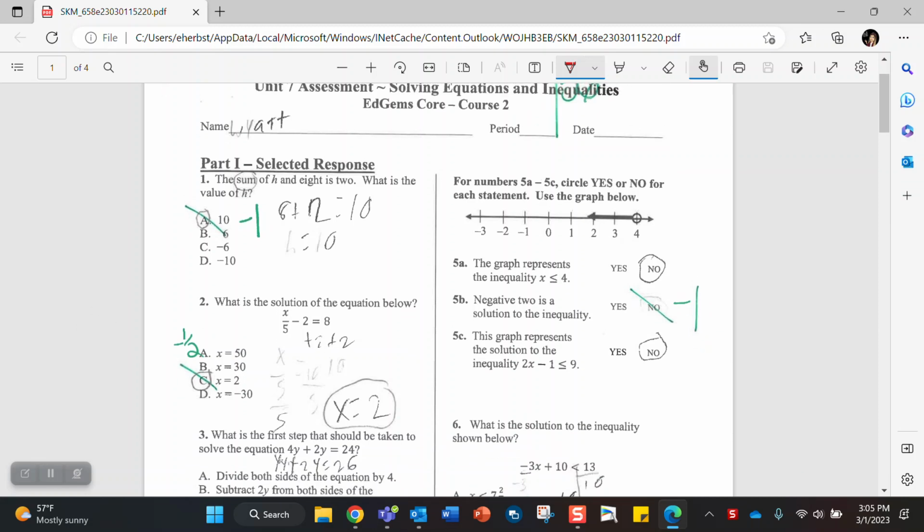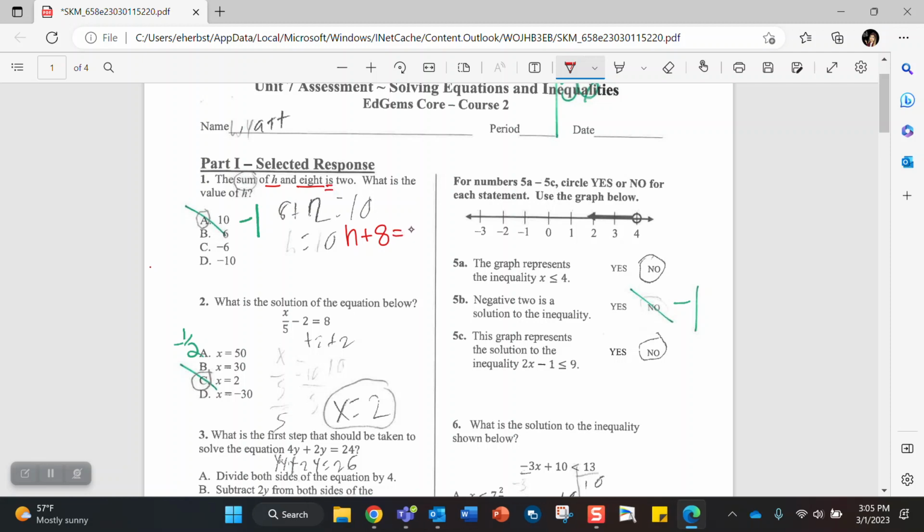Number 1, so it says the sum of h and 2 is 8. What's the value of h? And so I think Wyatt read this as 8 plus 2. What is 8 plus 2? But it's the sum of, so we're adding, what are we adding? We're adding h and we're adding 8.